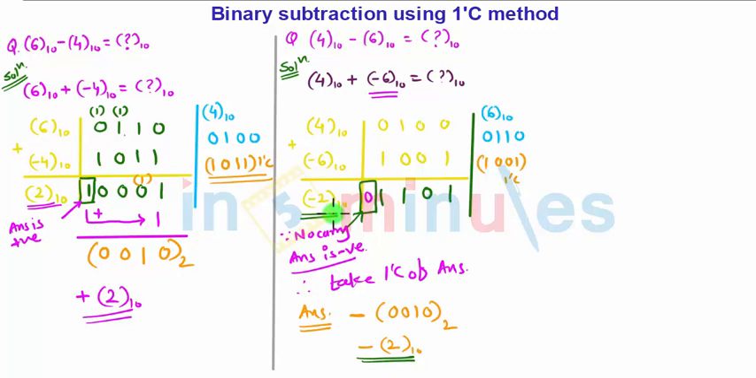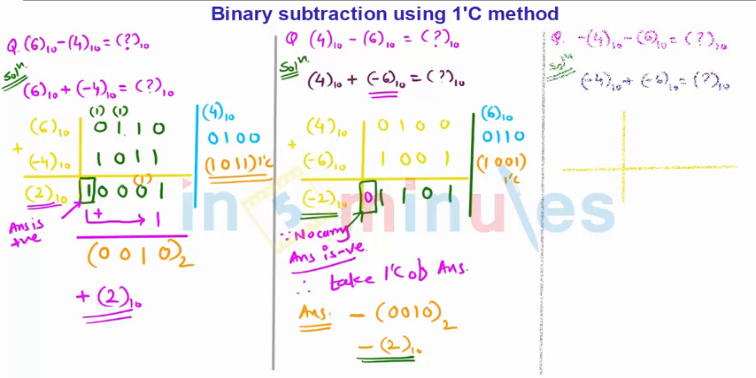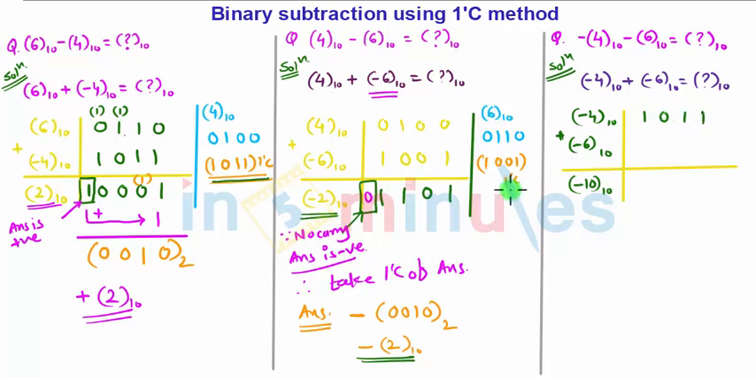Now let us go to the third type. When both the numbers are negative, what will we do? In this case, where both the numbers are negative, it is clear that the answer will be minus 10 in base 10. But let us see it on the other side. I will directly write the ones complement for 4 and for 6 as we have already performed. The ones complement for 4 is 1 0 1 1, and for 6 it is 1 0 0 1.